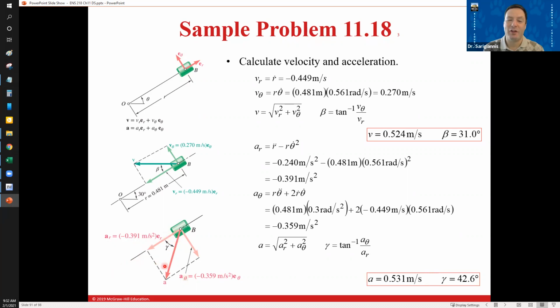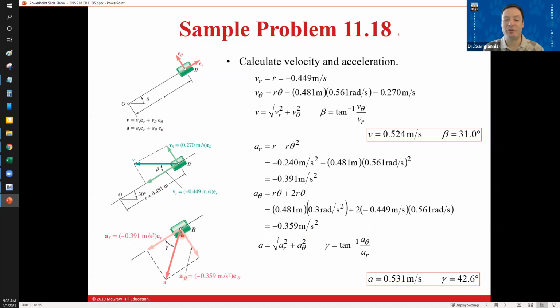Then you have the theta component of acceleration pointing this way. And you look at that, I mean, you don't actually know the direction yet, but it's going to be with respect to theta. So it's going to be this way or this way. Once you put the numbers in, though, you recognize, oh, you know what? It's negative 0.359 meters per second squared. So the acceleration, again, is in this direction. This is the theta acceleration.